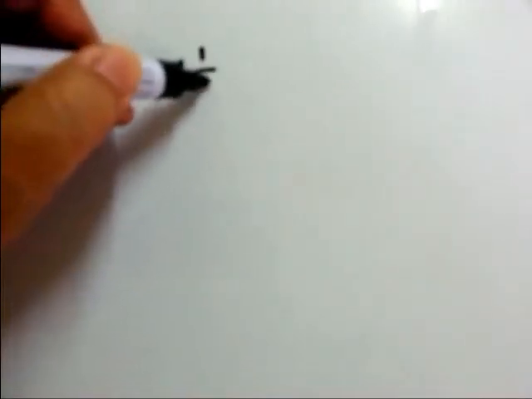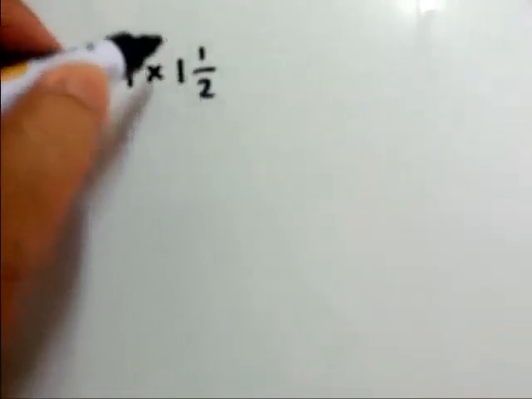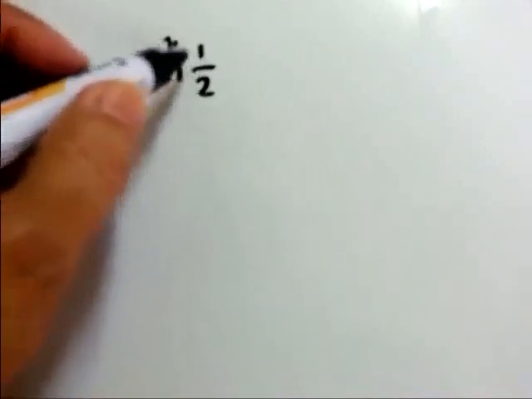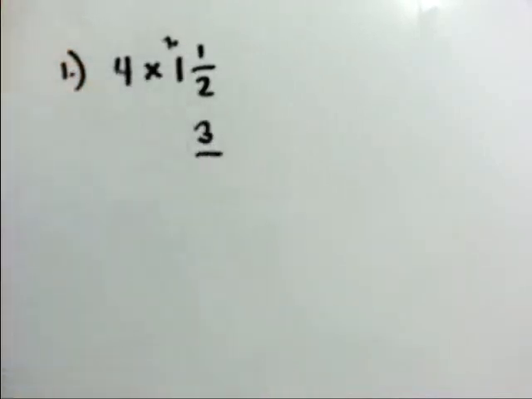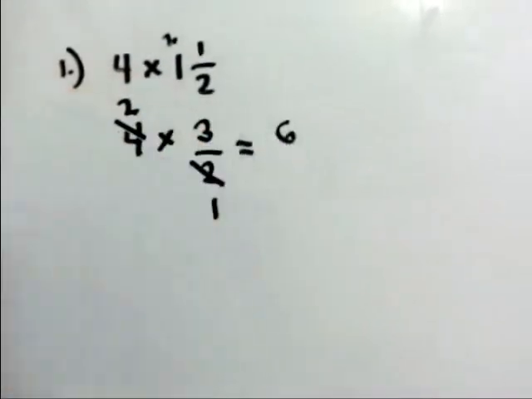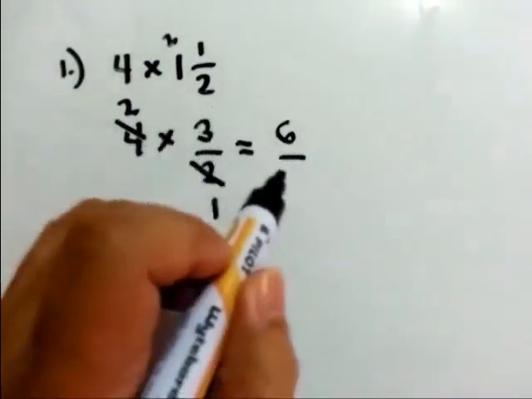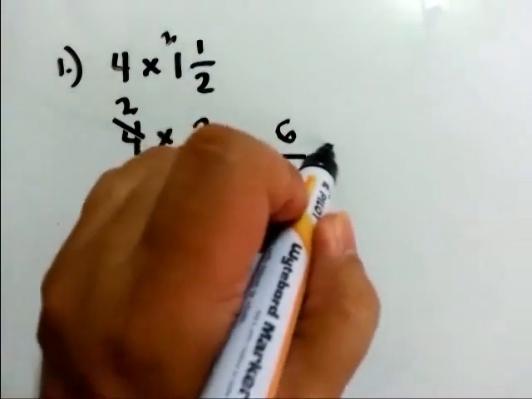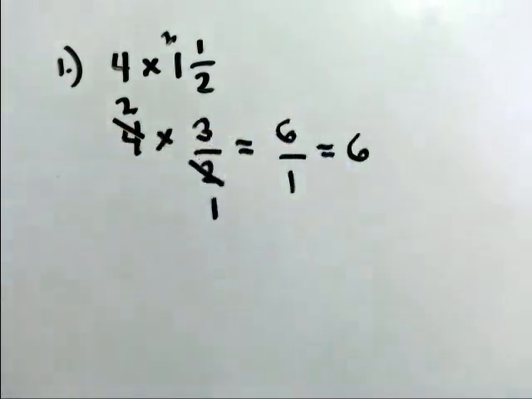We convert 1 and 1/2 to improper fraction. 2 times 1 equals 2. 2 plus 1 equals 3. So we have 3/2. So, 4 times 3/2. Pwedeng mag-cancel. 4 and 2 are divisible by 2. 4 divided by 2 equals 2. 2 divided by 2 equals 1. So we have 2 times 3/1. We multiply. 2 times 3 equals 6. We copy 1. And we have 6/1. This is equals to 6. So the man has 6 liters of Coke.